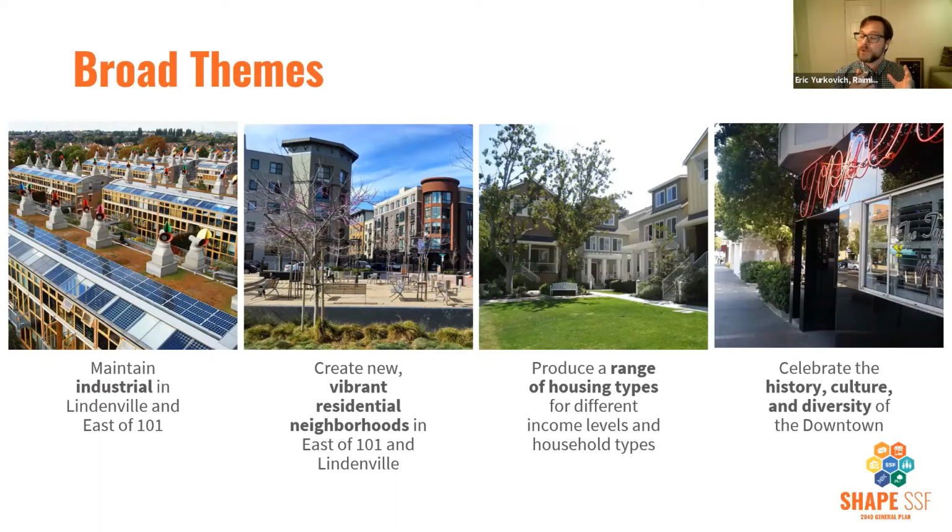We heard not only about building housing east of 101 in Lyndonville, but about creating a range of housing types for different income levels and different household types, not just in those areas, but across South San Francisco. So in downtown, El Camino, and all of the residential neighborhoods as a whole. In the downtown area specifically, we heard a lot about celebrating the history, culture, arts, and diversity of the area, and really wanted to lift that history and culture of the city up as part of the general plan update.